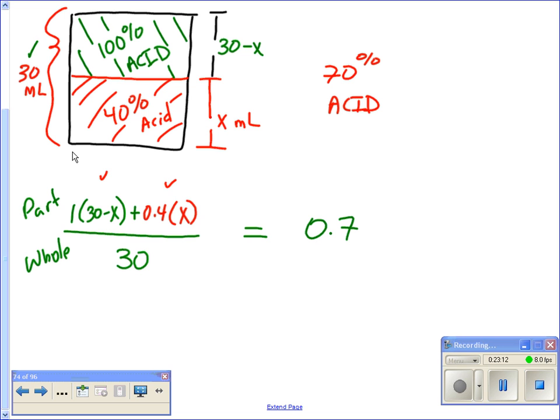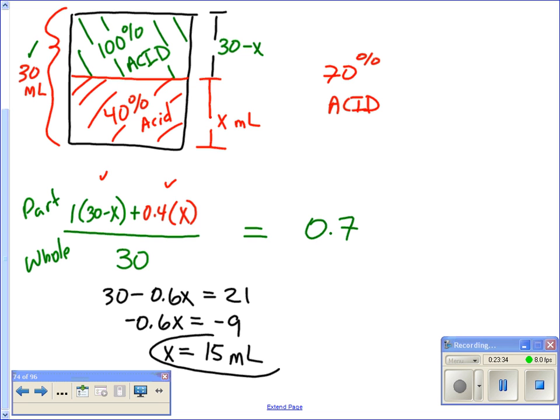And now if we just simplify this, then we're going to end up with 30 minus 0.6x is equal to 21. All right, and continue to simplify that. We get negative 0.6x is equal to negative 9. And then X is going to be 15 milliliters. So we need to pour off 15 milliliters and add back 15 milliliters of 100% acid so that we have a 70% acid solution there. And that's all I have for section 2.3.